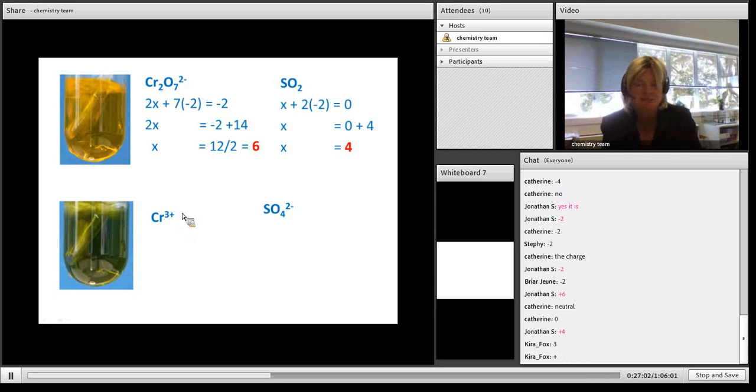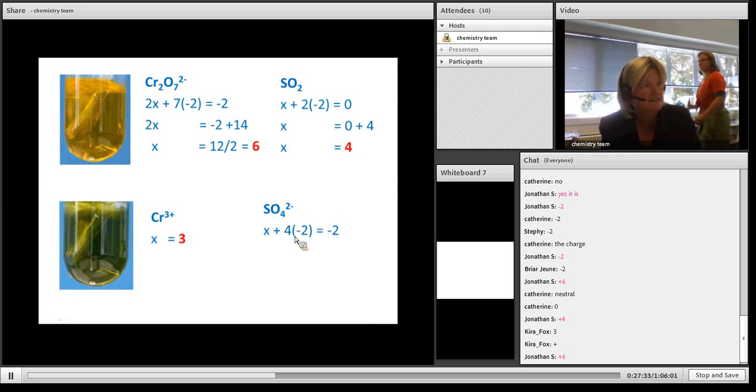Let's look at chromium. That's a simple one, rule number 4. A simple ion, you can see it's a simple ion. By simple ion, I mean it's not bonded to anything else. It's not a polyatomic ion. That's a polyatomic ion, sulfate. Chromium 3+ is a simple ion because it's not bonded to anything. So rule number 4 just simply says it's the same as its charge. Well done, Kira.